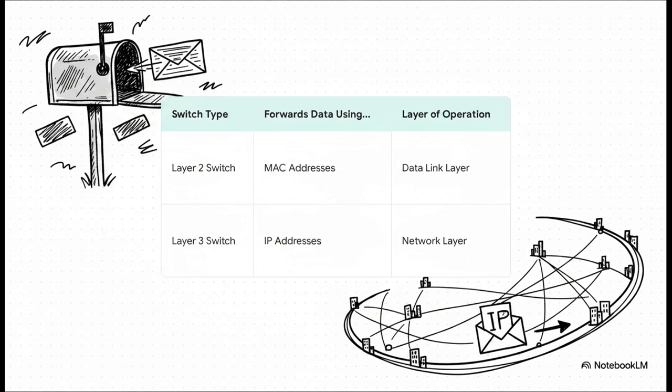A MAC address is the permanent physical hardware ID of a network card. Think of a layer 2 switch like a local mail carrier who only knows the names on the mailboxes on one specific street. A layer 3 switch, however, works at the network layer. It's much smarter. It uses the logical IP addresses we've been talking about, so it understands the entire network map.